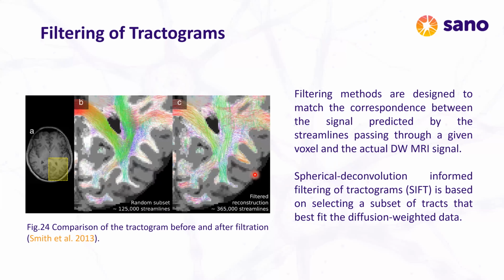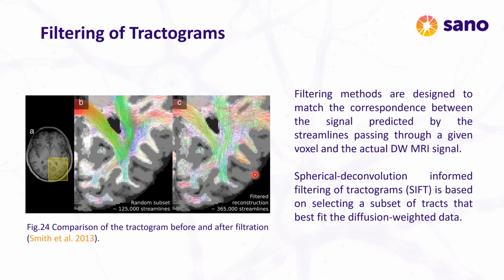In addition to using anatomically constrained tractography, it is also possible to remove excessive and non-anatomical trajectories from an already generated tractogram. And in this context, the concept of tractogram filtering emerges. Filtering methods are designed to match the correspondence between the signal predicted by streamlines passing through a given voxel and the actual diffusion-weighted signal, in order to achieve a correspondence between the local density of reconstructed connections and the local density of real fibers.